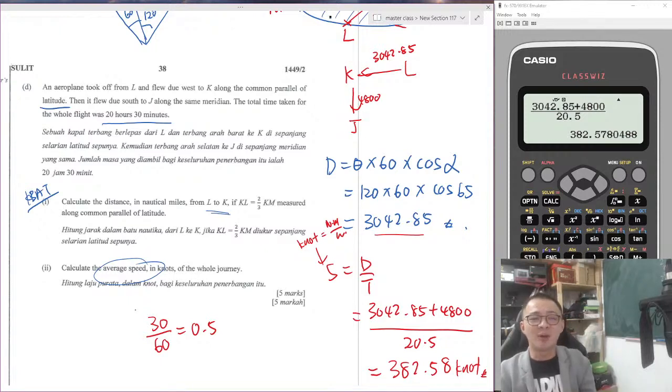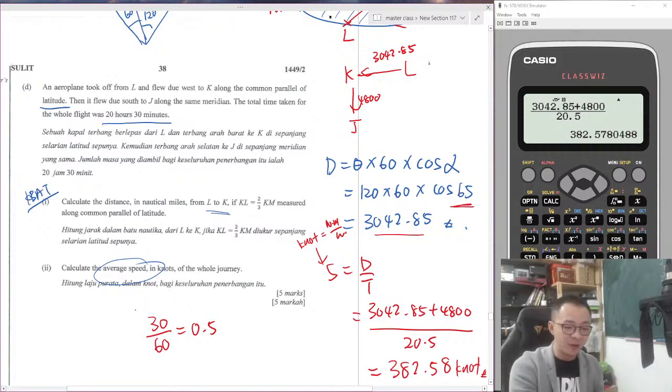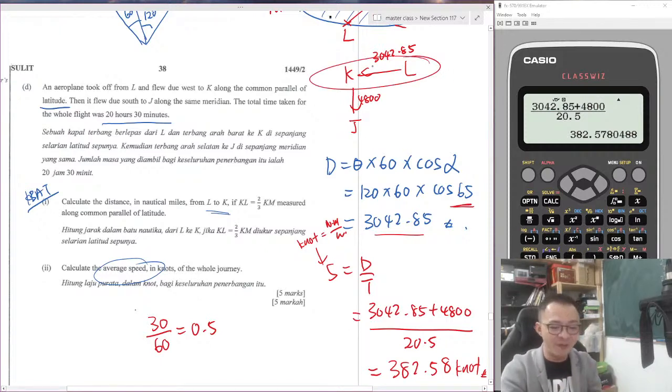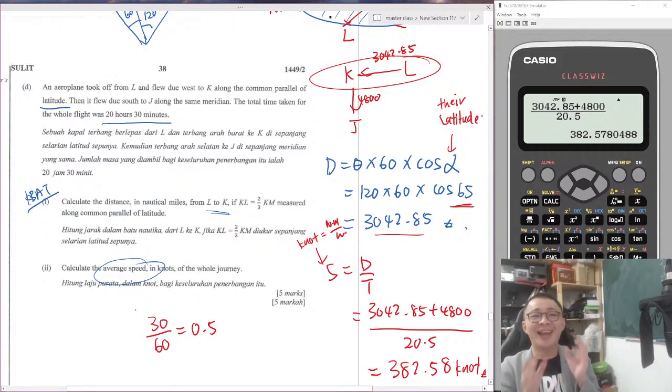Yeah, some students ask why cos 65? Because when we want to travel from K to L, you need to find the alpha, which will be their latitude value. If you check back to the question, K and L are both located at the same latitude, which is 65. So this is how I get 65.